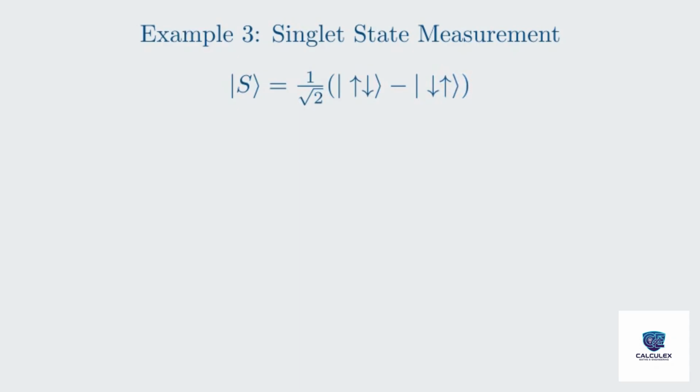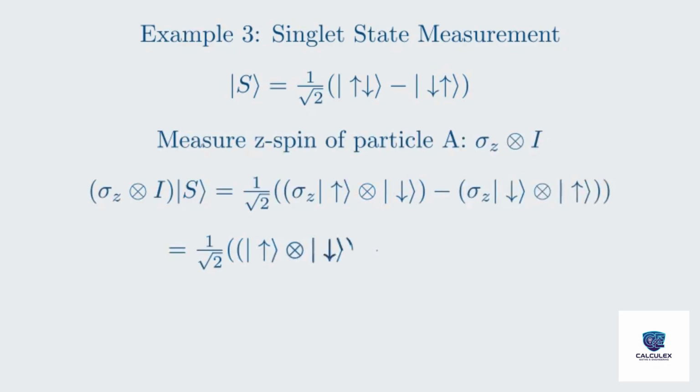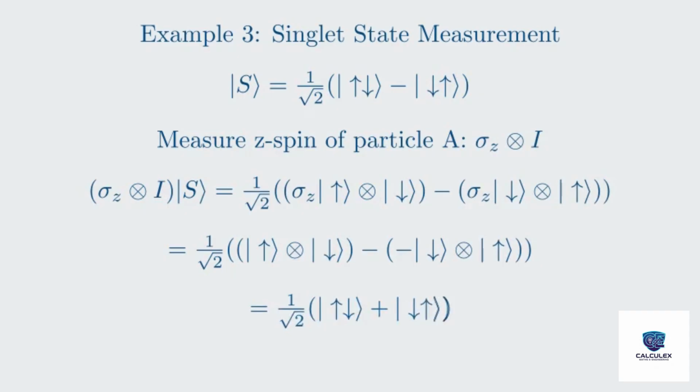Suppose we measure the z-spin of particle A. We apply the sigma z operator only to the first spin. The operator sigma z tensor I acts only on the first ket in each pair. Sigma z on |0⟩ is |0⟩ and sigma z on |1⟩ is minus |1⟩. This gives us a new state, which is the Bell state, plus plus.